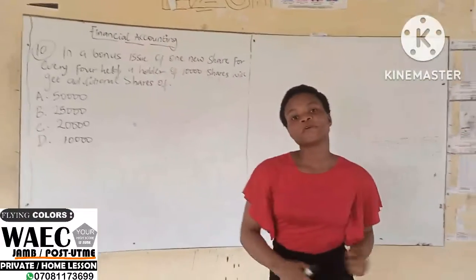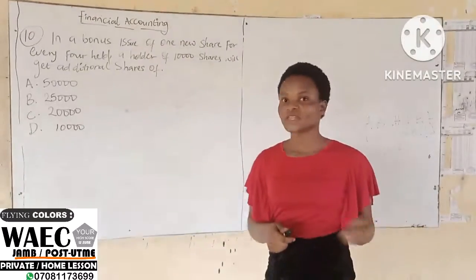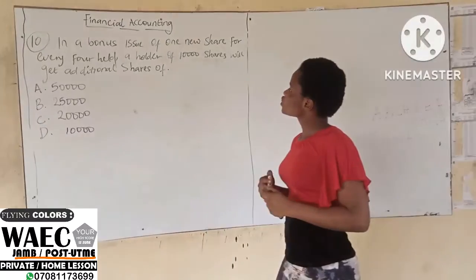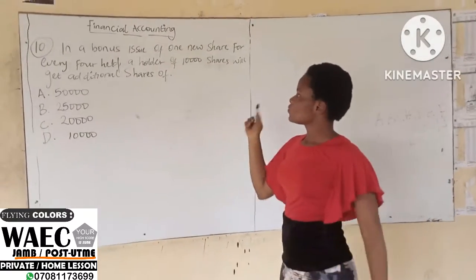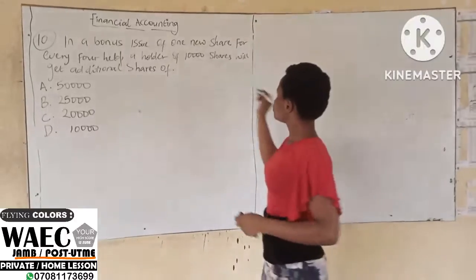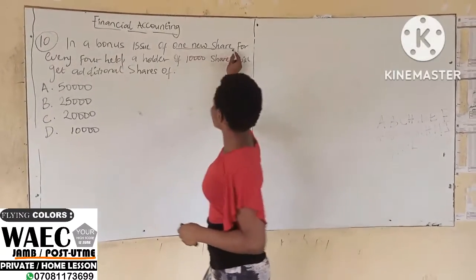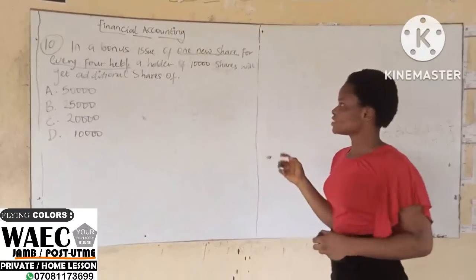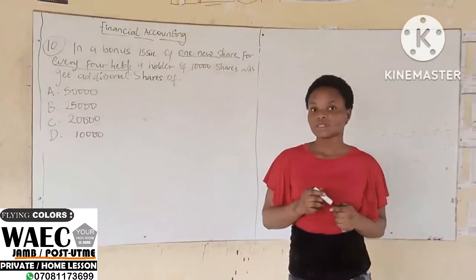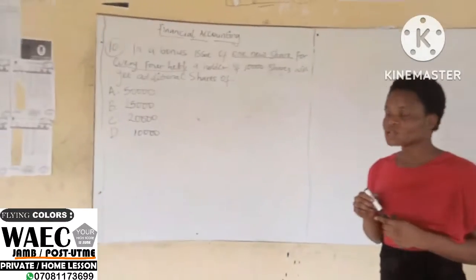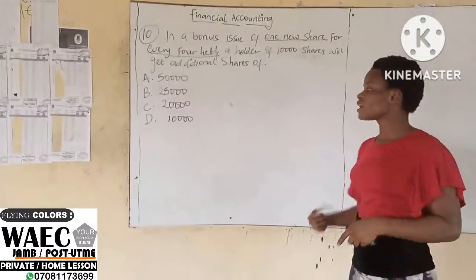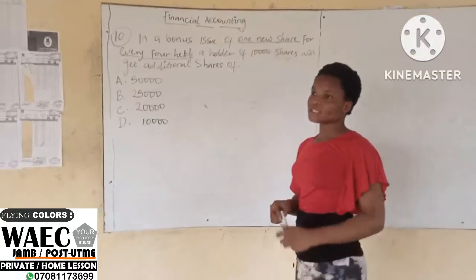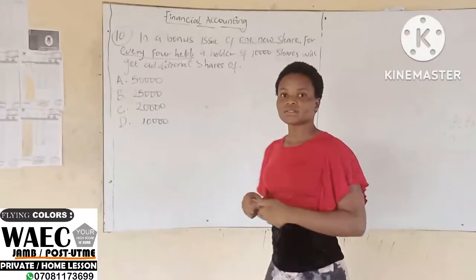Okay, we will be going over to our last question for today, which is question number 10. In a bonus issue of 1 new share for every 4 held, note 1 new share for every 4 held, a holder of 1,000 shares will get additional shares of dash. Option A, 50,000. Option B, 25,000. Option C, 20,000. And option D, 10,000. How do we go about this?